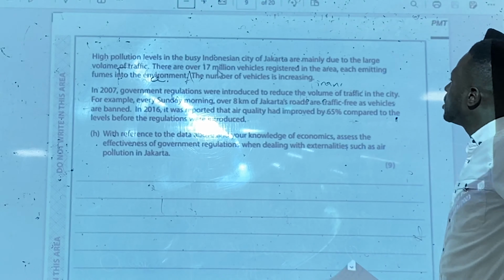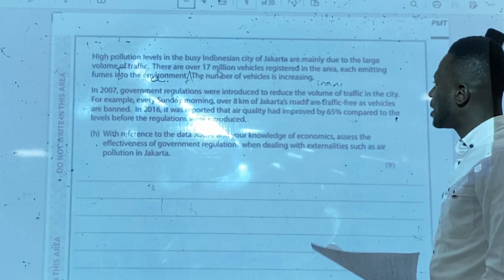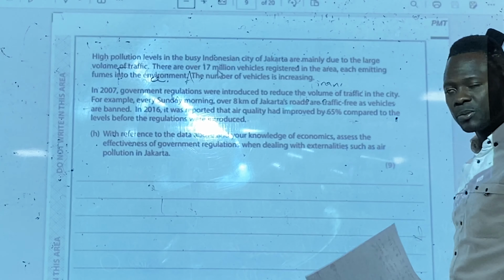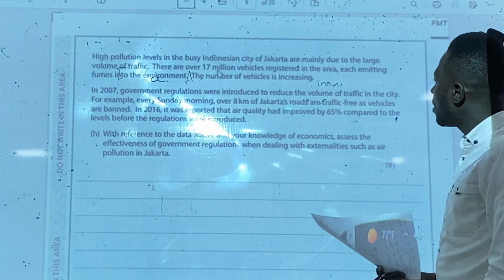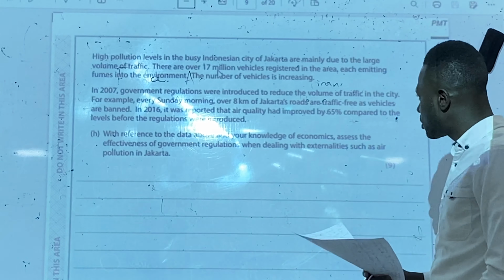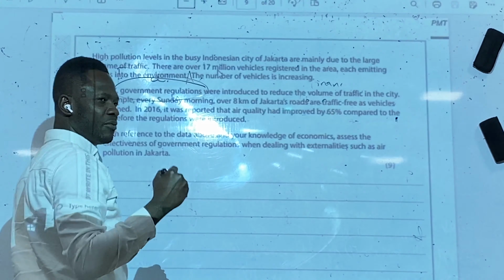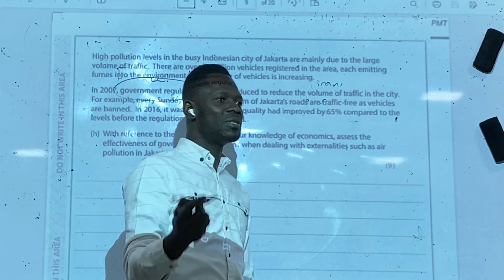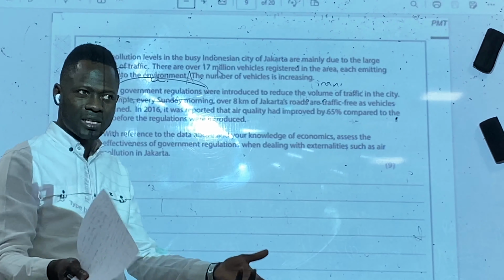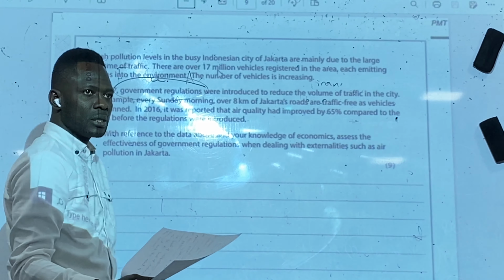Pollution levels in the busy Indonesian city of Jakarta are mainly due to the large volume of traffic. There are over 70 million vehicles registered in the area, each emitting fumes into the environment. That's pollution. The number of vehicles is increasing. In 2007, government regulations were introduced. That is one of the ways in which market failure can be solved, or to reduce negative externalities, because even pollution is a negative externality.